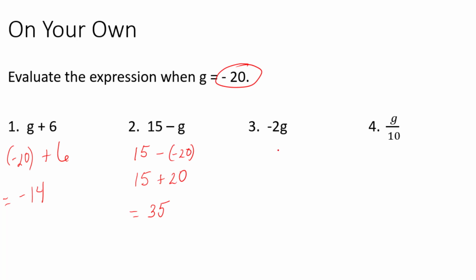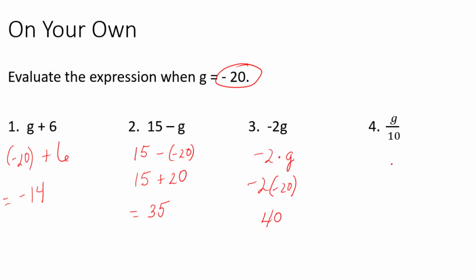Here, this means negative 2 times g. When a coefficient is next to the variable, it's multiplication. So negative 2 times g, I can write the number right next to the parentheses, and that means multiplication. I substitute negative 20. Negative times a negative is positive, so 2 times 20 is 40.